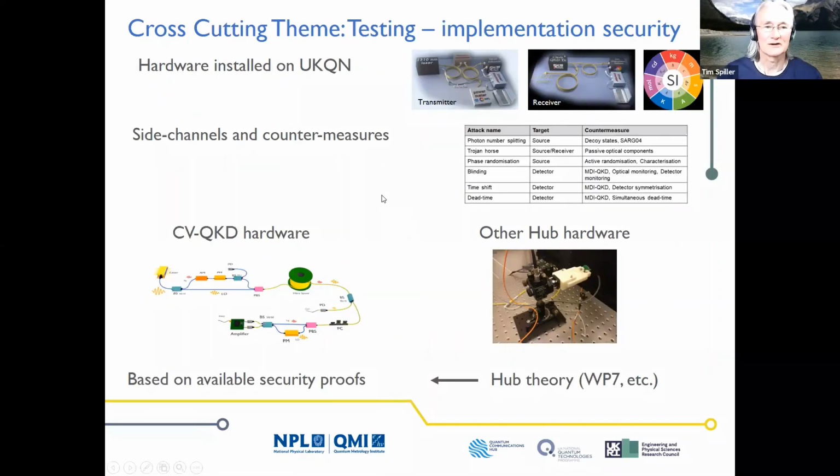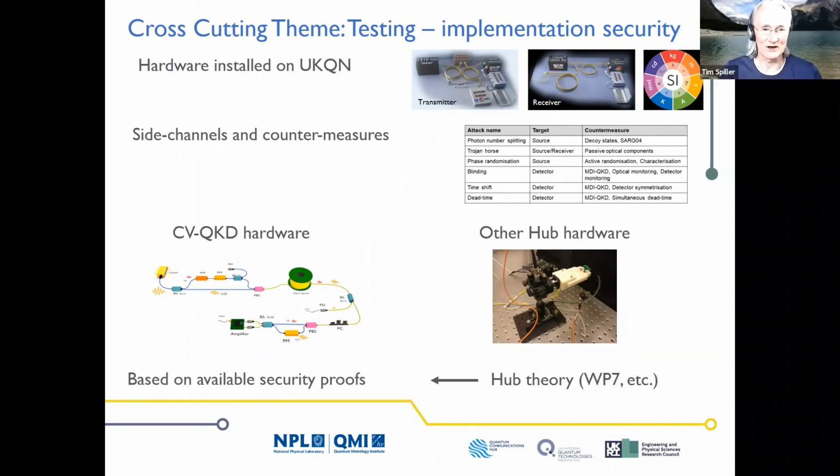Okay, so this slide shows in a little more detail what NPL will be doing. They'll be looking at measuring both the transmitter and receiver units that we've got installed on the UK quantum network, but they'll also be looking at side channels and the countermeasures that can be taken against those. So side channels are where you have a difference between what is assumed about the technology in a security proof and what is actually true about the technology that's in the laboratory.